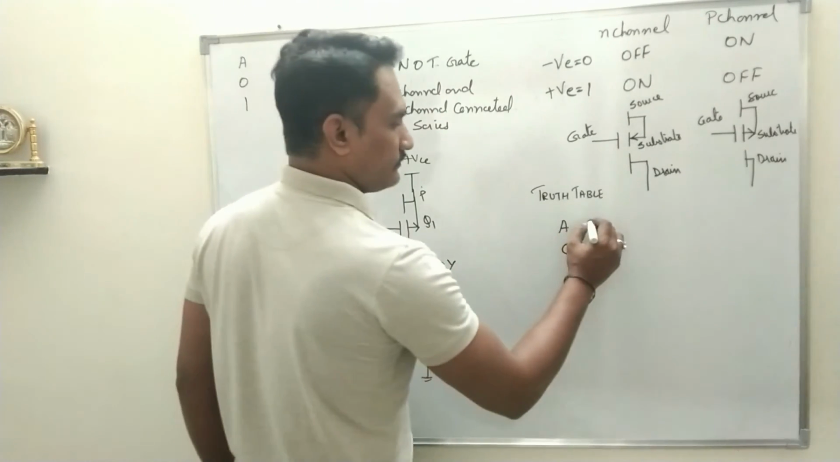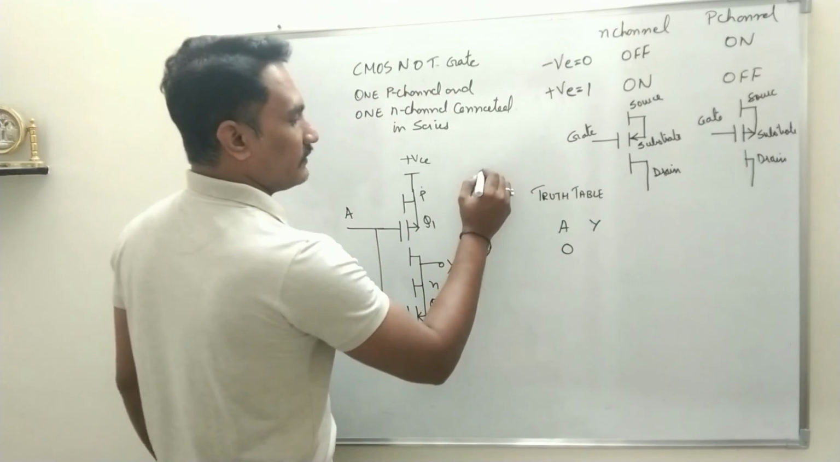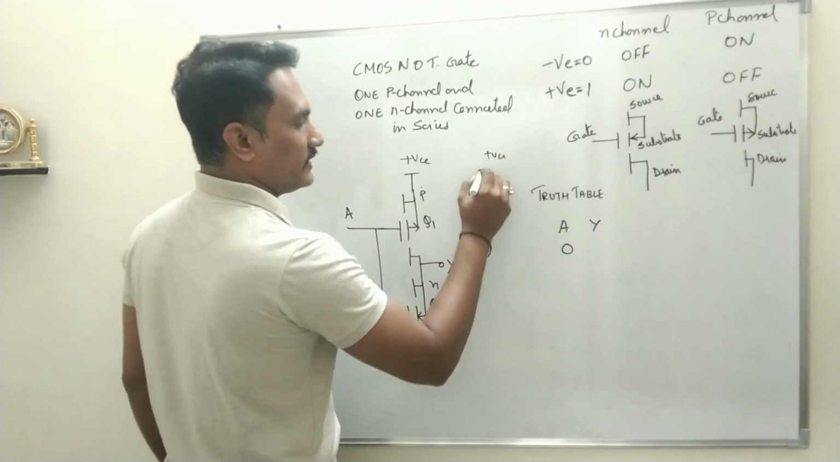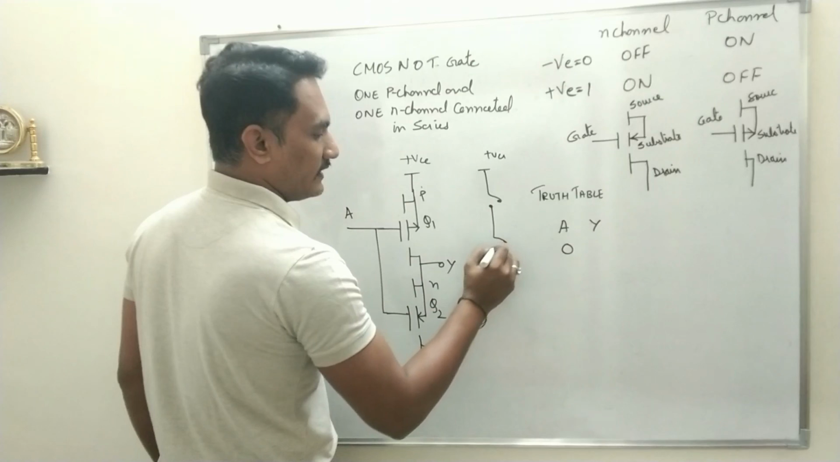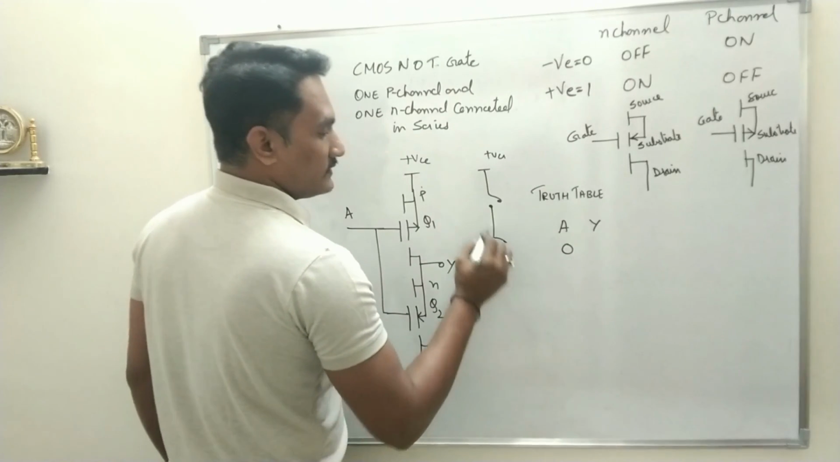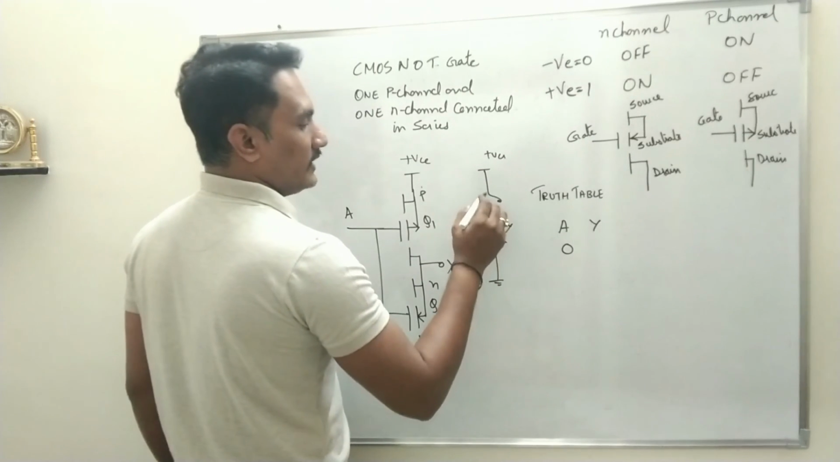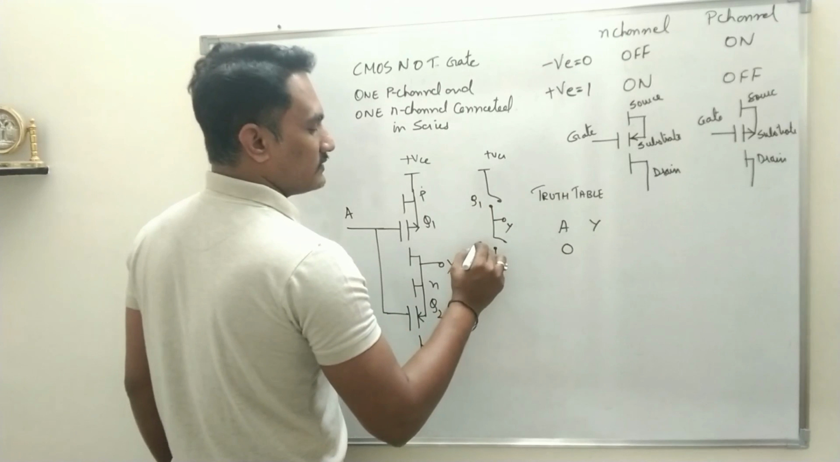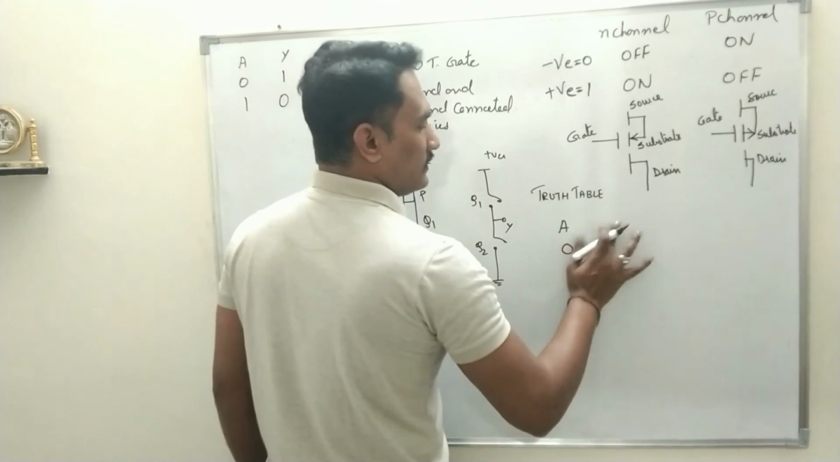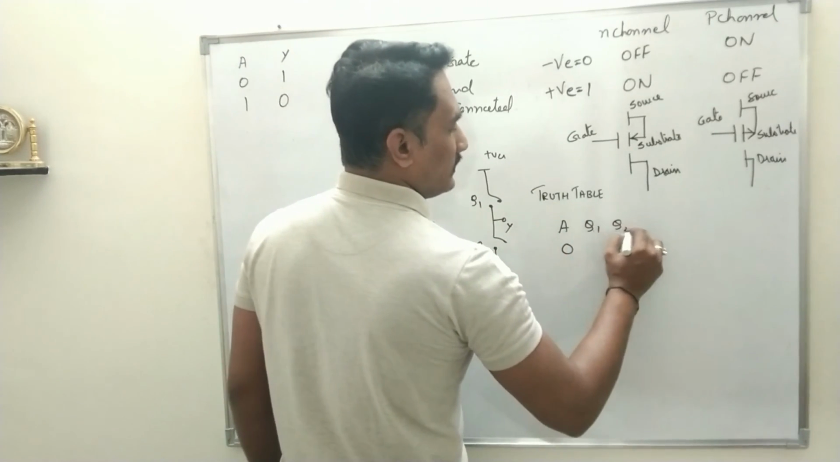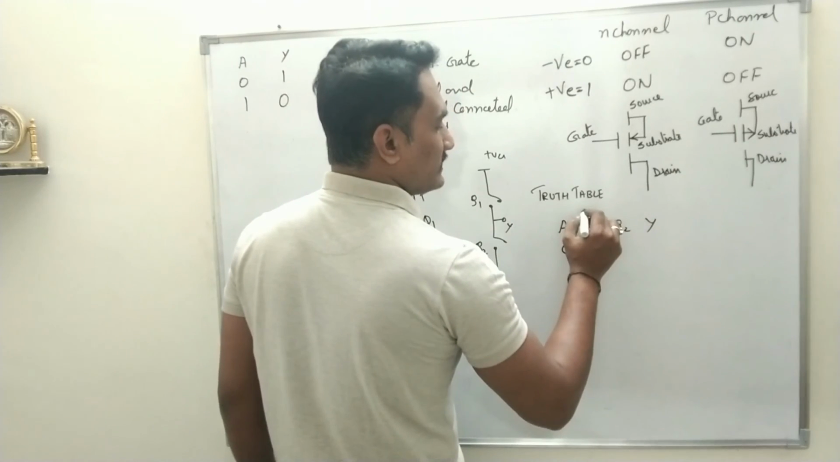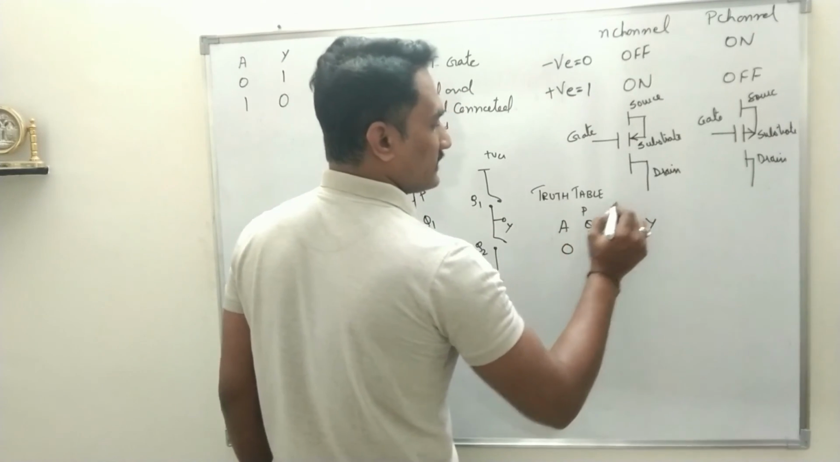Again let us draw the simplified diagram. This is the positive supply. Two switches are connected in series. Between these two there will be output Y. This is your Q1, this is your Q2. So let's say Q1, Q2, Y. Q1 is the P channel, Q2 is the N channel.